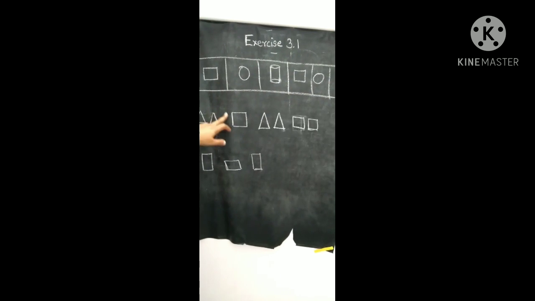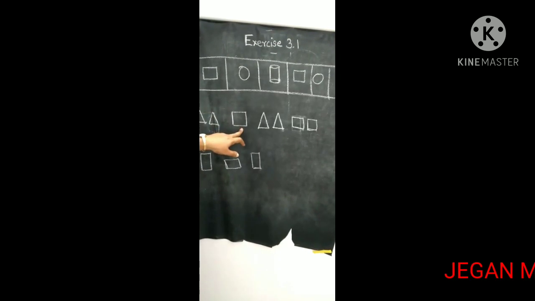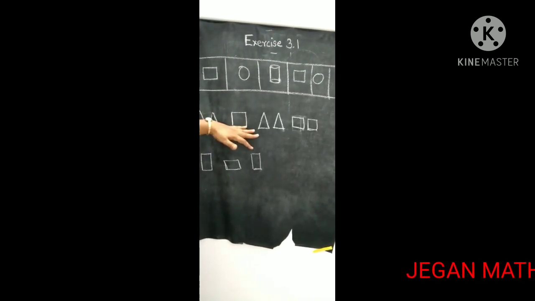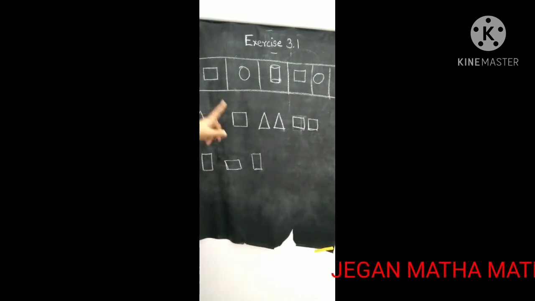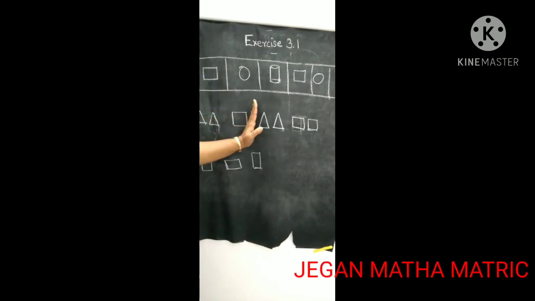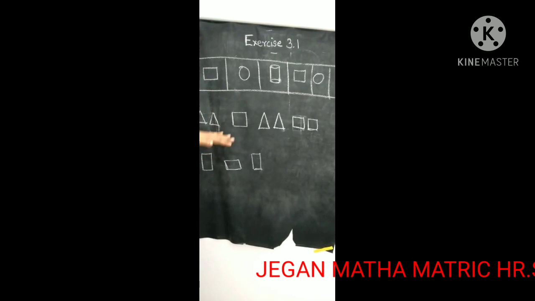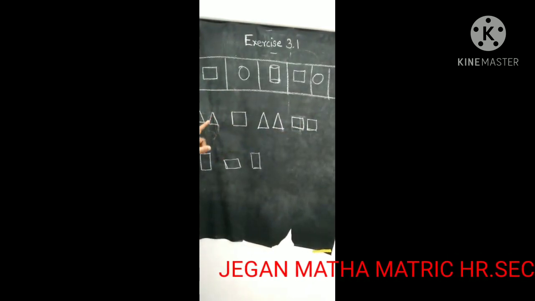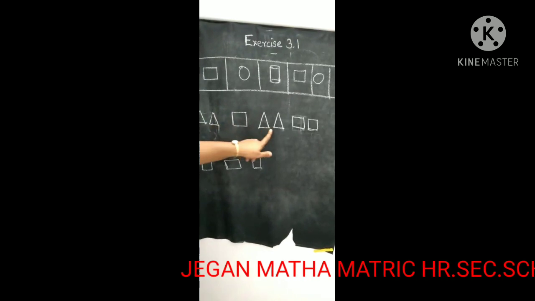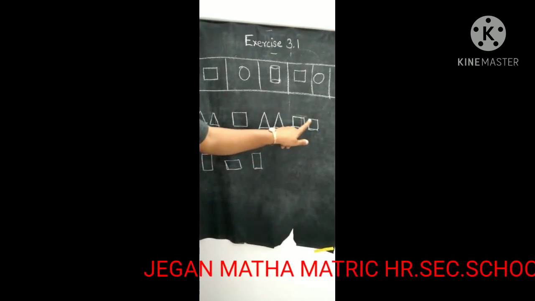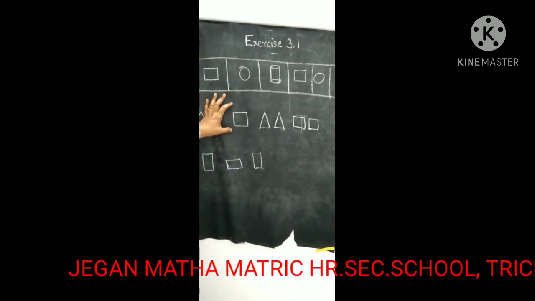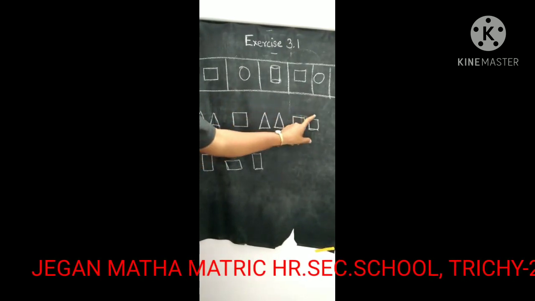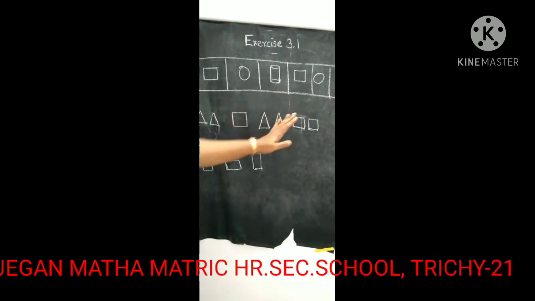So first, see, the shapes are triangle and circle. This is two small triangles, and next one square. This is the first group of the pattern. Next, the same two triangles and two squares. The first part is repeated the same and the second part is 2. So it's increasing. This is called an increasing pattern.